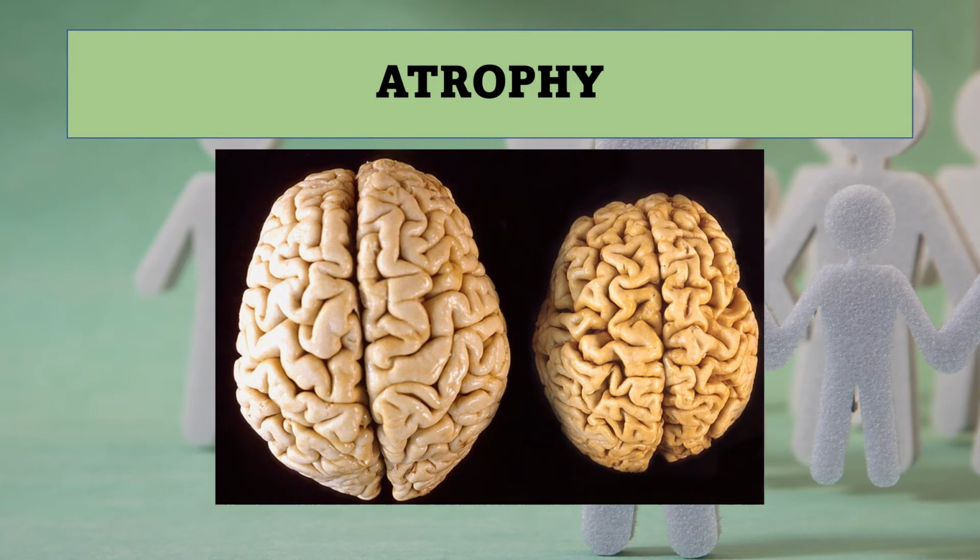Next, look at this. This is a normal brain and this is an atrophic brain. It appears smaller. Do you agree? This is what happens in Alzheimer's in the late stage. Your brain undergoes atrophy, right? So what happens?